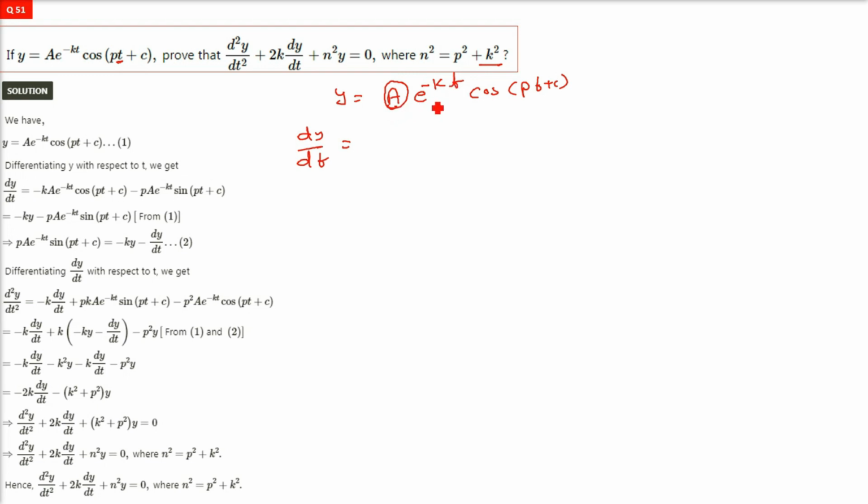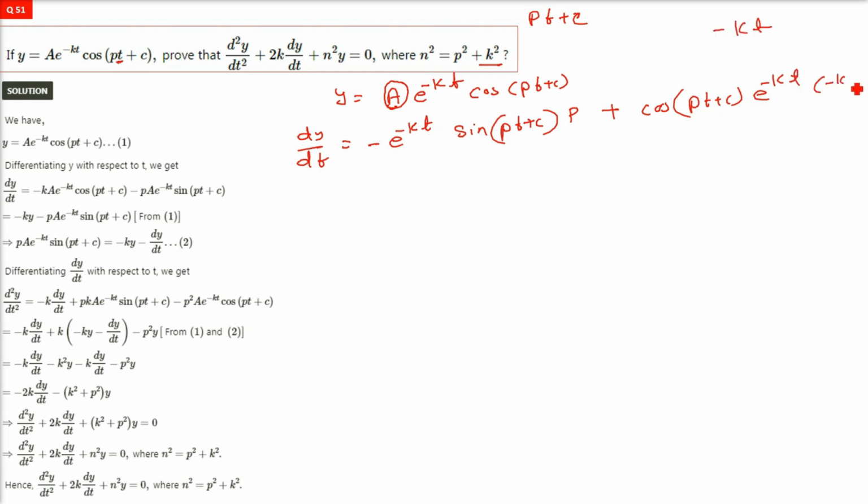So a e to the power minus kt, cos(pt plus c), and e to the power minus kt, we are going to use it just now. So I am applying the product rule. Differentiating cos(pt plus c) gives minus sin(pt plus c), then pt plus c will also be differentiated. This is going to be p only. Then we have cos(pt plus c). Now we are going to differentiate e to the power minus kt. It is going to be e raised minus kt. Differentiation of minus kt will be minus k only.